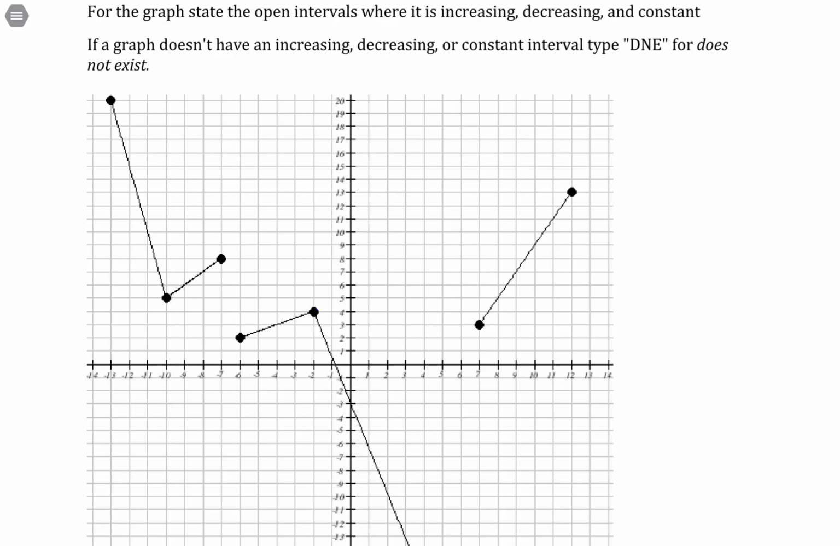For the graph, state the open intervals where it is increasing, decreasing, and constant. If a graph doesn't have an increasing, decreasing, or constant interval, type D and E for does not exist.